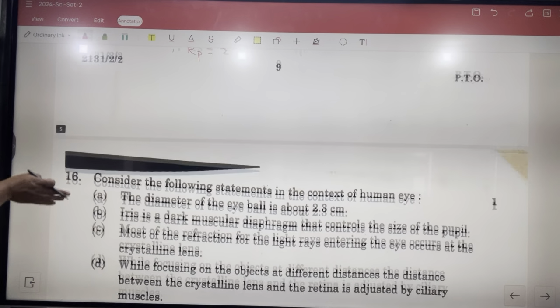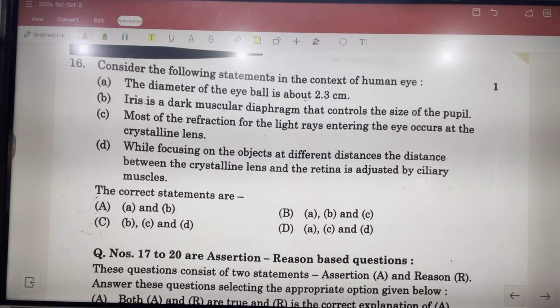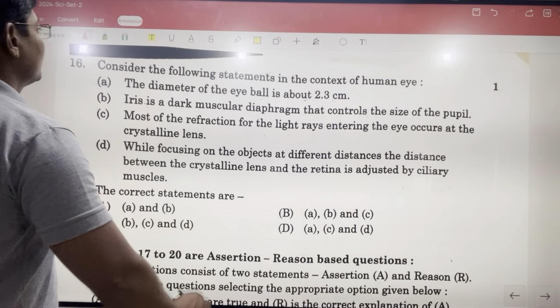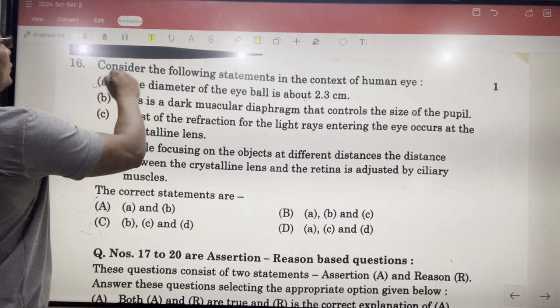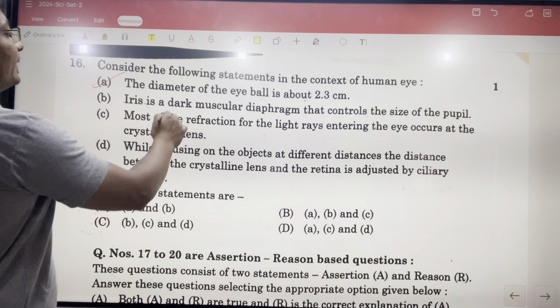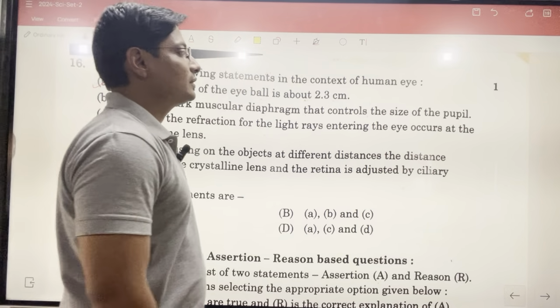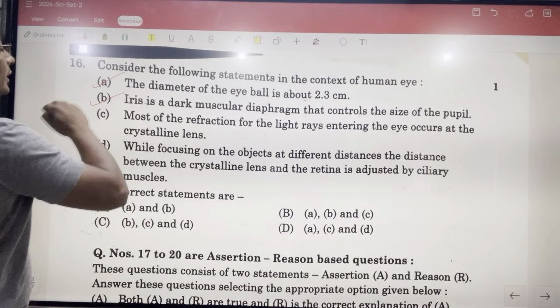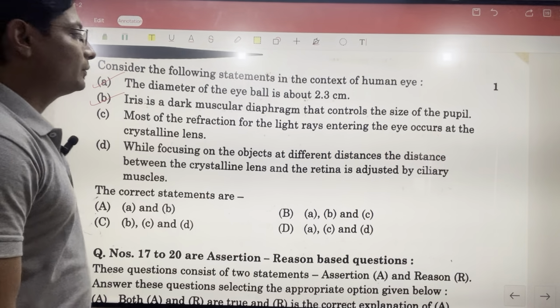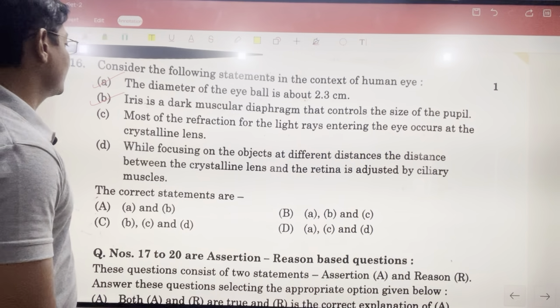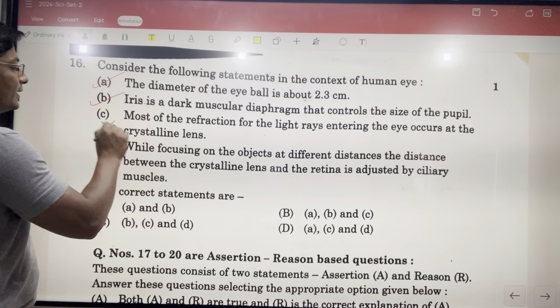Okay, so going to the next question. Consider the following statements in the context of the human eye. The diameter of the eyeball is 2.3 centimeter, which is correct. Iris is a dark muscular diaphragm that controls the size of the pupil, which is also a correct statement. Most of the refraction for the light rays entering the eye occurs at the crystalline lens. No, it occurs at the cornea.